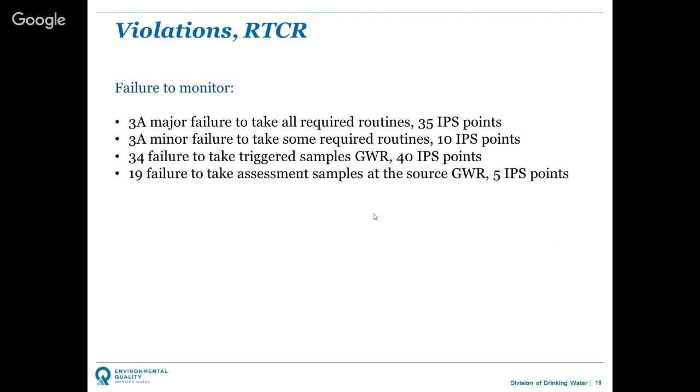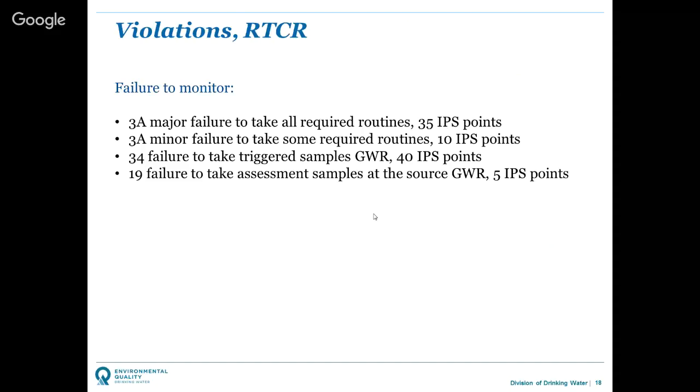The failure to monitor. This is a lot of insider baseball when we talk about some of these codes. You'll hear us talk about the 3A violations. That's the major failure. You don't take any of your routine samples. That's 35 IPS points. 3A minor is the failure to take some of the samples. So you had to take 4 and you only took 2. The 34 failure is to take triggered samples, and that's you didn't take that groundwater.